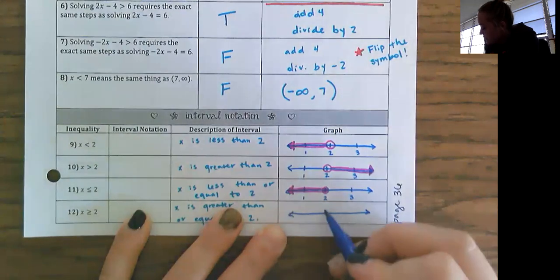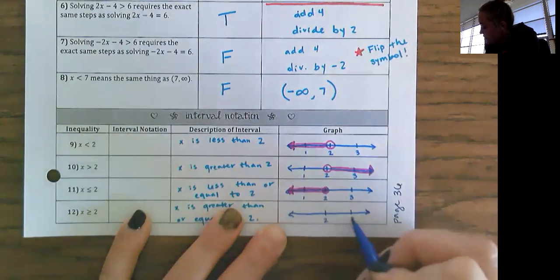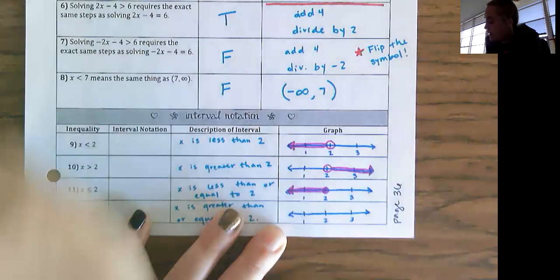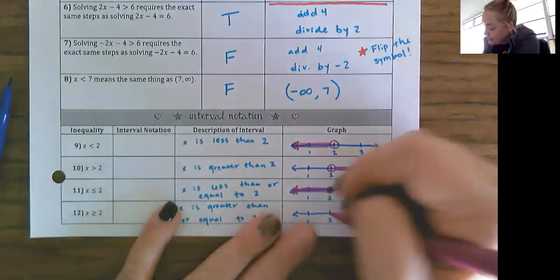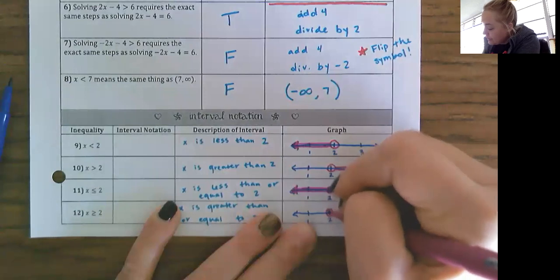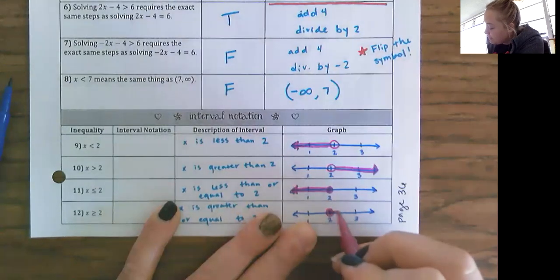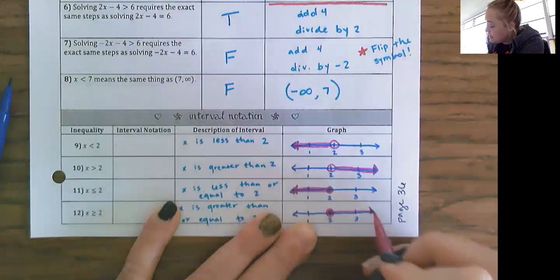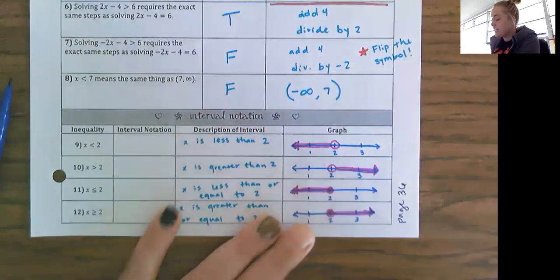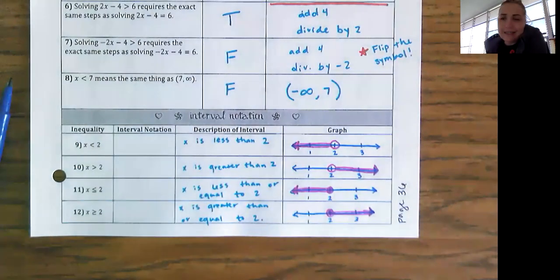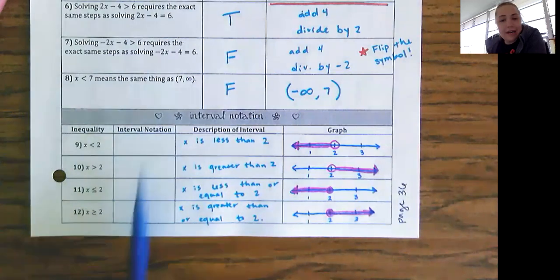And on this last one, got a 2, a 3, and a 1. And it is greater than or equal to 2. Since it can equal 2, I need to close that circle and make it a filled in closed circle. And everything above the 2 is shaded. You've seen all of this before. This is not new. The stuff that is a little bit new is this interval notation.